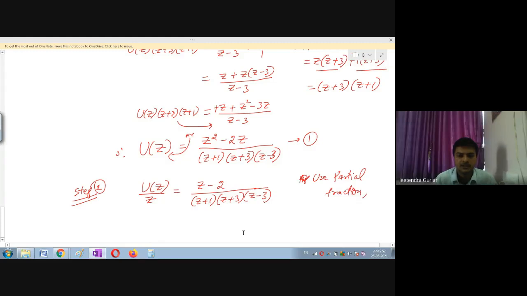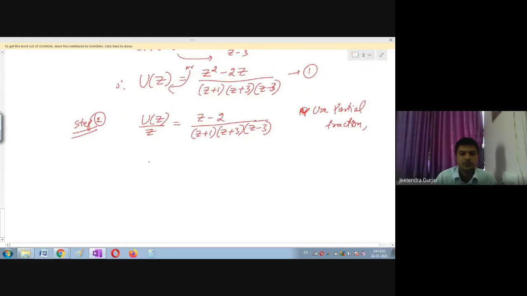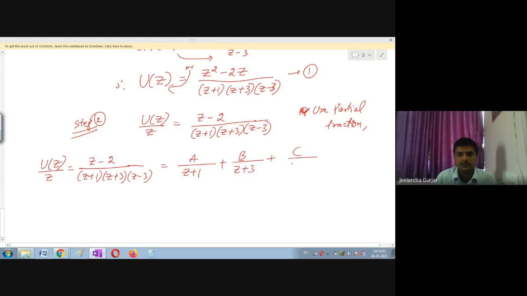Partial fractions, students, very easy. Previous class also done same way. This is also same way you are going to do. So I will take this as u of z divided by z is equal to z minus 2 divided by z plus 1, z plus 3, z minus 3, written as A divided by z plus 1 plus B divided by z plus 3 plus C divided by z minus 3, students. So please find A, B and C.